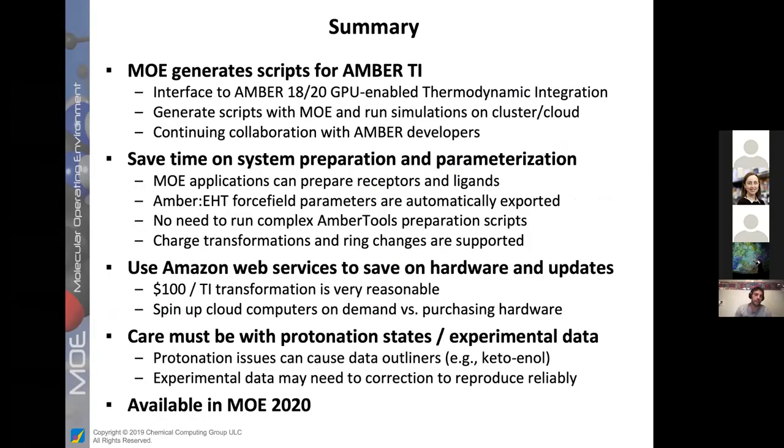So a really quick summary. This is all integrated since MOE 2019, but also was enhanced in MOE 2020. We support AMBER 18 and AMBER 20 as the platform. You do not need any AMBER tools. The force fields and the charge models are all done in MOE automatically, which makes it really easy for anyone to use it, even for non-experts. And so thank you for your attention, and I hope there are still some people left to ask questions.